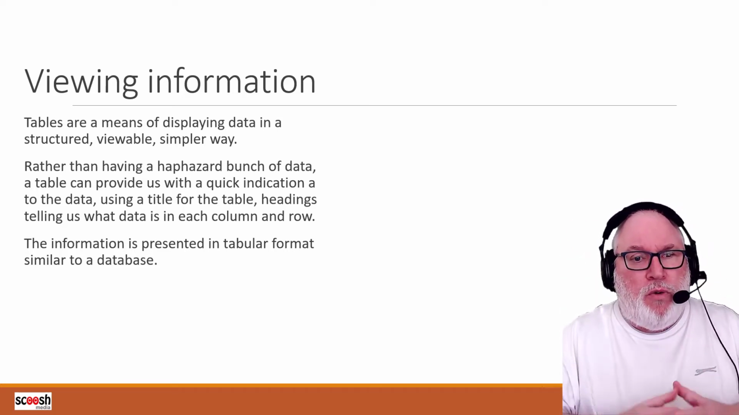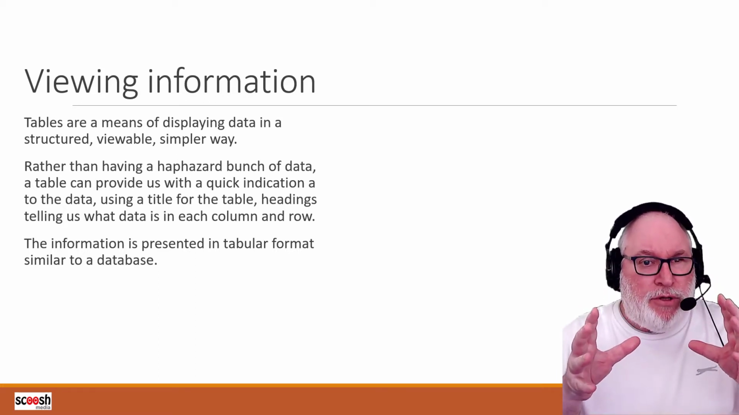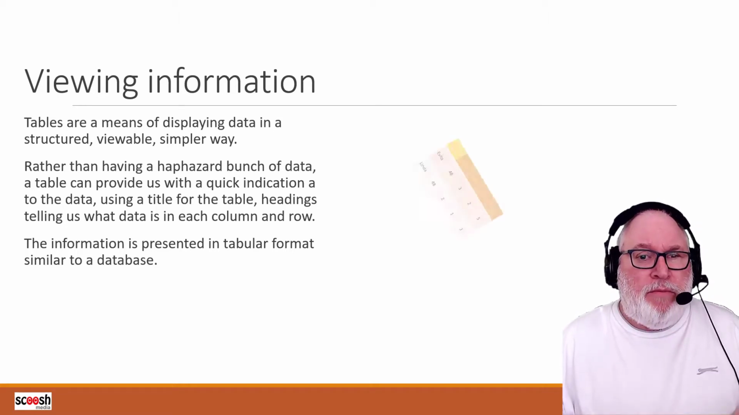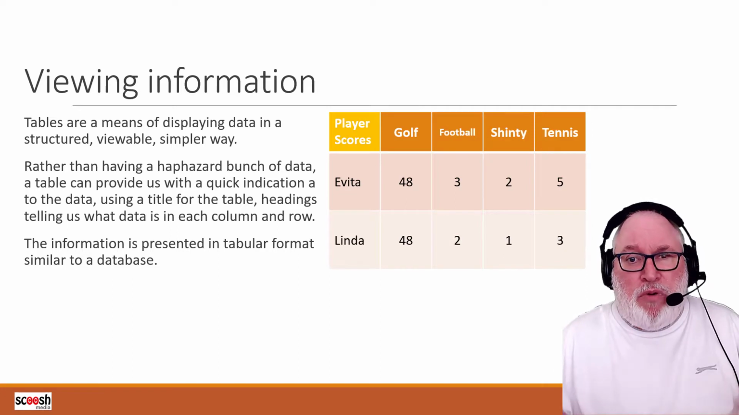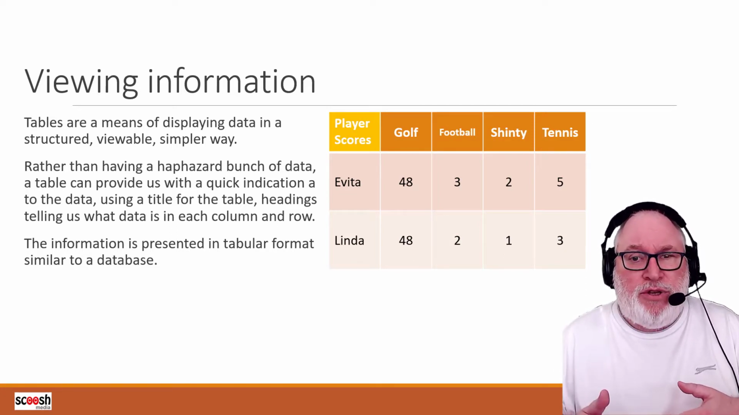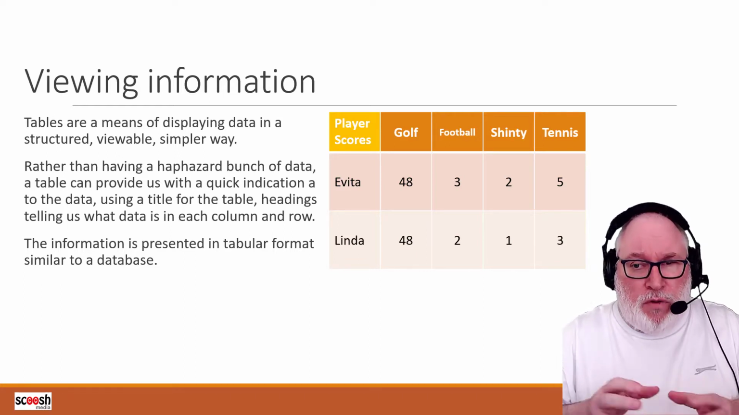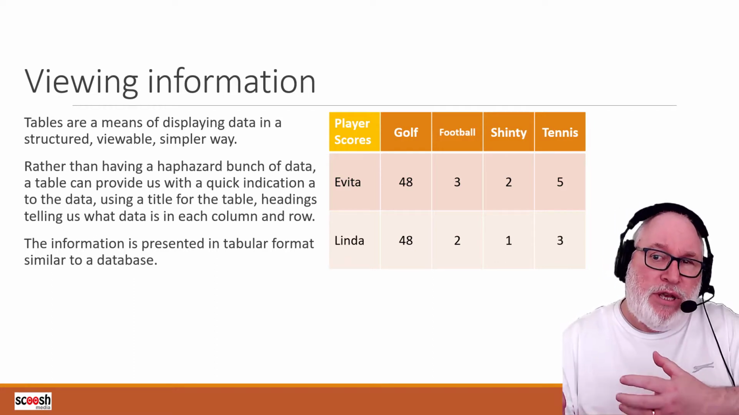Right, so tables tend to be in tabular format. It tends to be with columns and rows, just similar to a database. So here's an example of player scores for golf, football, shinty, and tennis for two players, Evita and Linda. And it gives all the scores there, and we can see straight away from that information certain things.